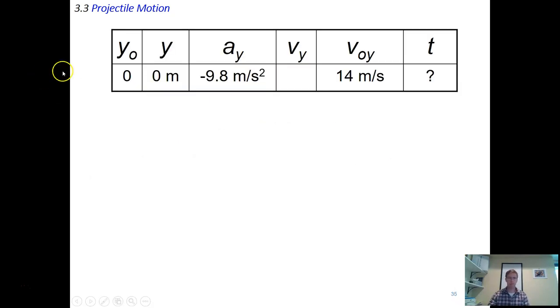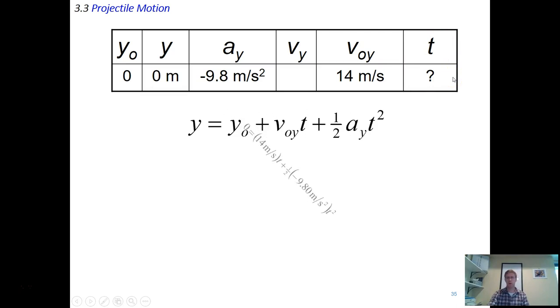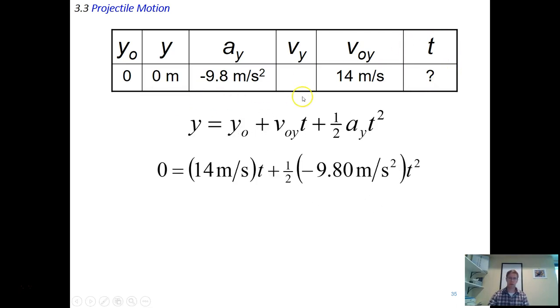Anyway, now I have my new variables where I'm starting and ending at the same elevation. Okay. And again, final velocity here, we don't know. It's actually going to be negative 14 meters per second by symmetry. You can prove that, but we don't really need that information. Instead, we want to find the time. So we can use our second equation of motion. Once again, 0 equals 14t plus 1/2 negative gravity times t squared. This is actually technically a quadratic equation, right? So there should be two solutions.